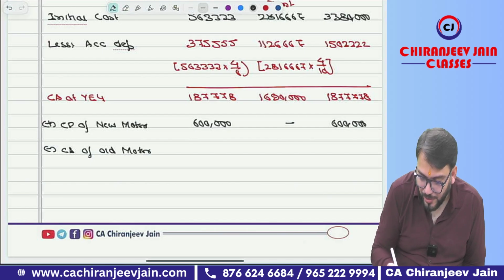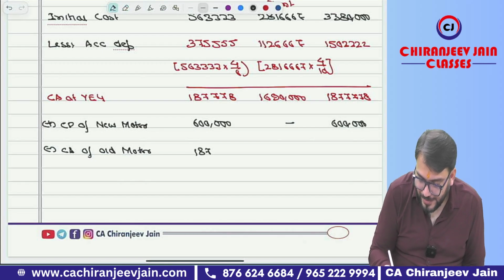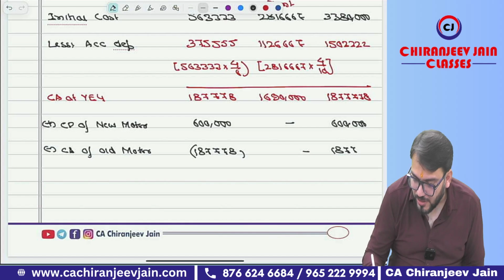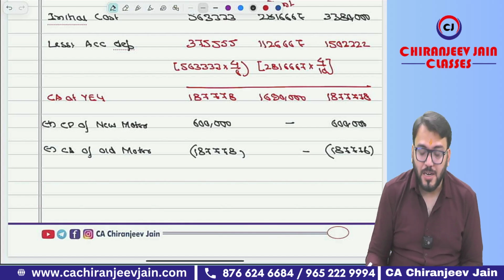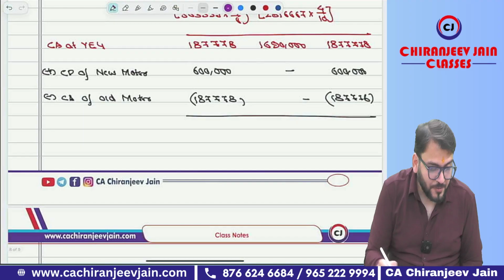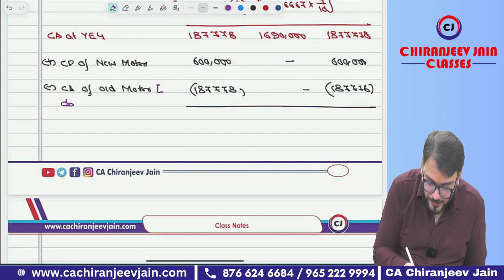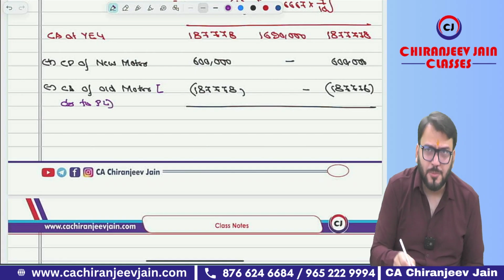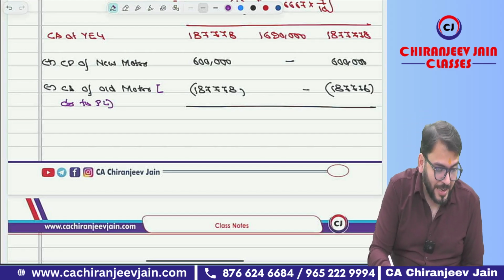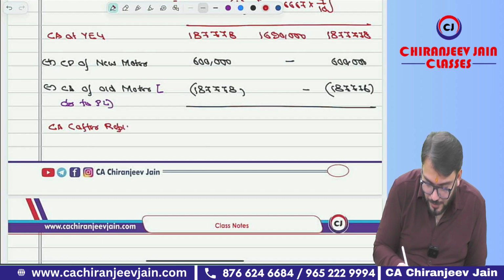Are you able to understand? Carrying amount we already calculated: 1,87,778 minus. Here also 1,87,778 minus. Understood. So this becomes the carrying amount after replacement. Correct. And one thing is clear, that this will be debited to PL. I'll give you the journal entry for this if you want. But what is the carrying amount after replacement?